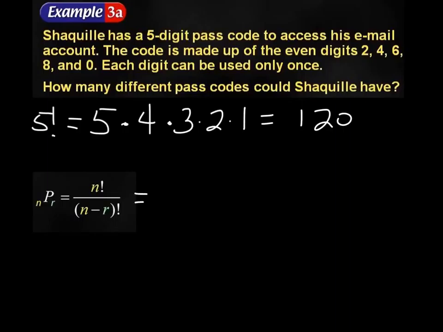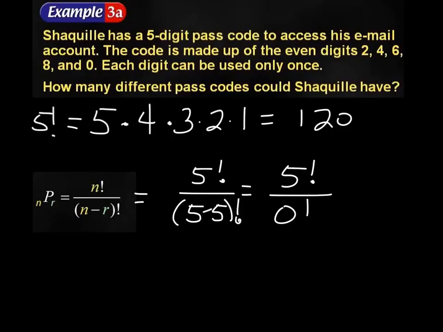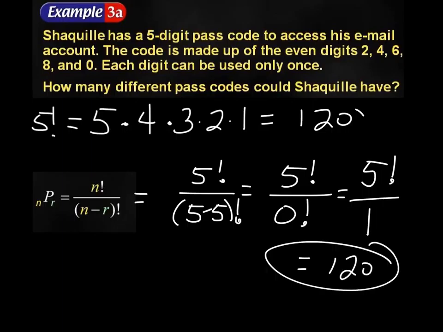Using the permutation formula, we could write 5 factorial over, and they're going to use all 5 digits, so it's 5 minus 5, or 0 factorial. So 5 factorial divided by 0 factorial: how many ways can you use none of the numbers? Well, there's exactly one way you can use none of the numbers. So 0 factorial is 1. So again, we get 120.